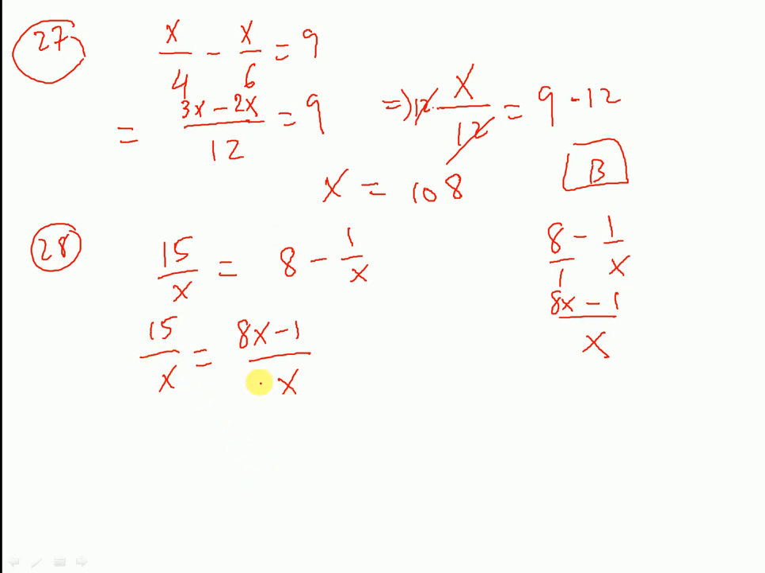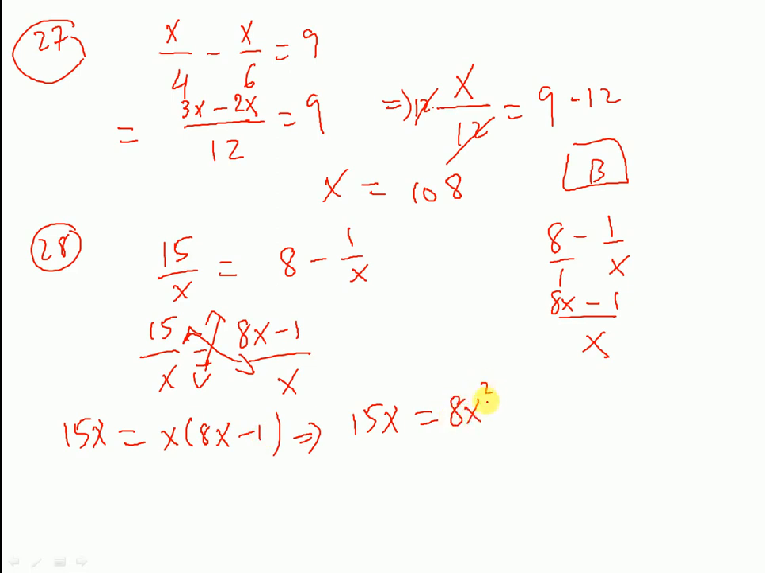Now, for this type of problem, we must use something called cross multiplication, right? Because the two fractions are equal to each other. Now, 15 times x, that's 15x, equal to x times 8x minus 1. Now solve for x by simplifying this one. So x times 8x, that's 8x squared. x times 1, that's minus x.